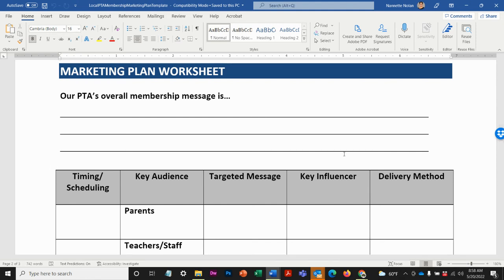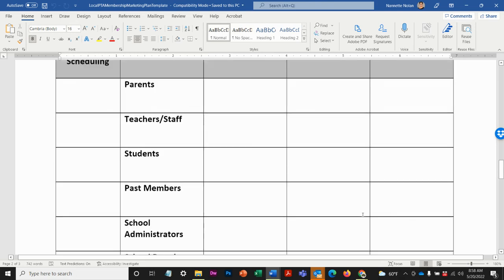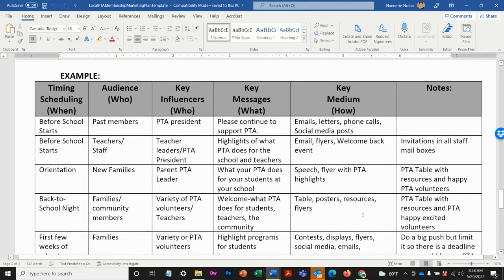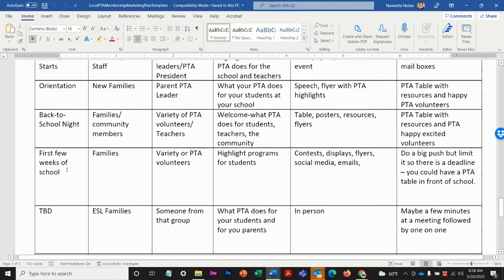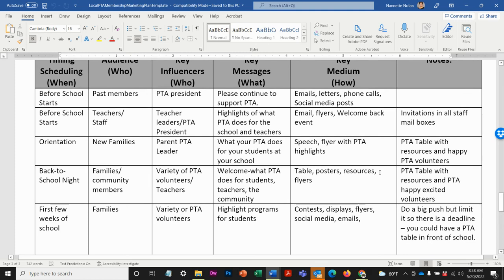What does your PTA do for your students and school community? And then you have a space here that kind of allows you to elaborate on some of the key messaging. And then if you scroll down, they give you some really smart examples that you can probably steal. So, orientation, back to school, what do you do before, after, a few weeks into, what are some ways that you can reach out, the medium, basically the marketing channel, right?